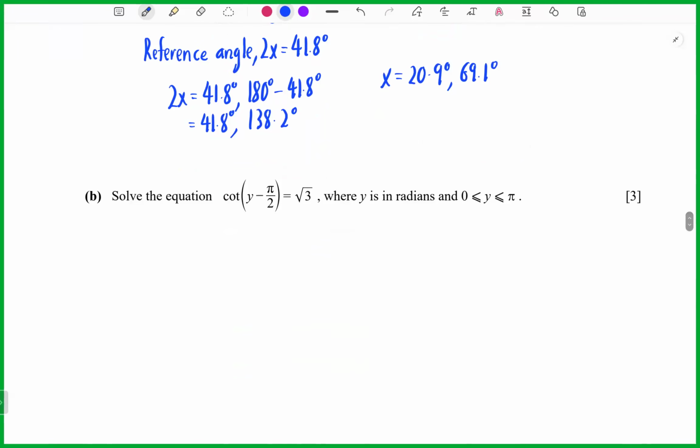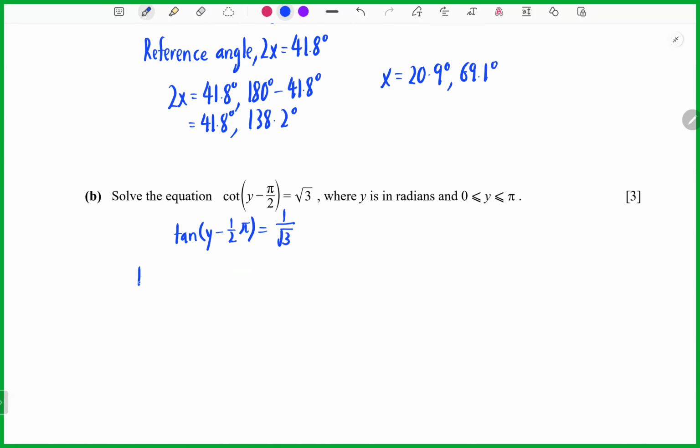Let's see part B, question B. Solve the equation tan(y minus 1/2 pi) equals 3, where y is in radians and y is between 0 and pi. Okay, so now you can change to tangents. Y minus 1/2 pi here is 1 over 3.